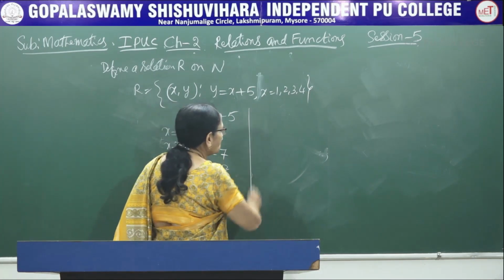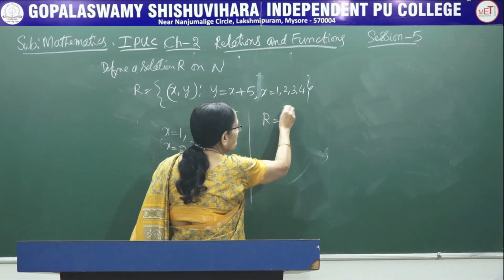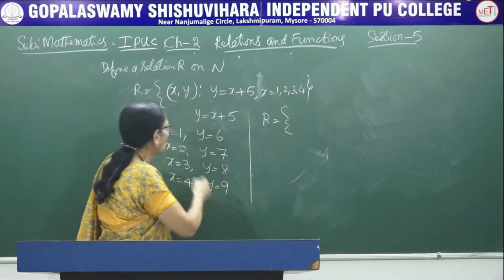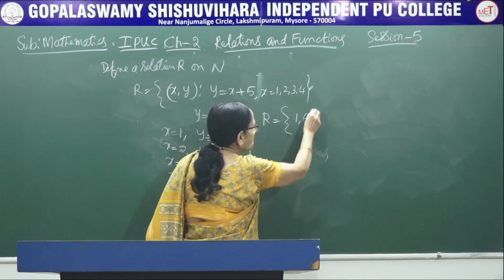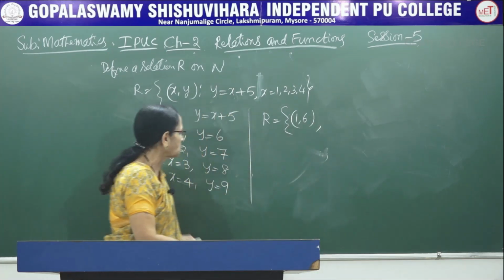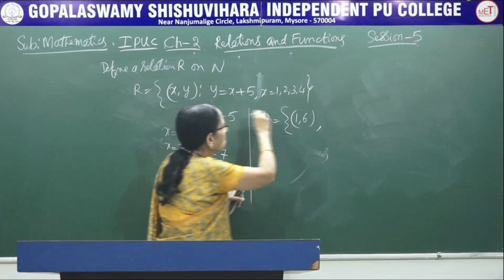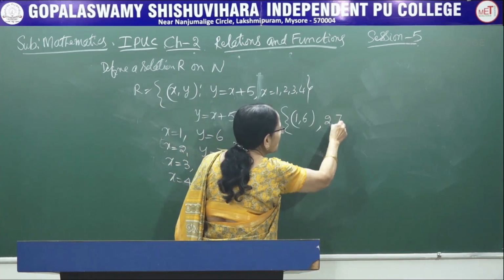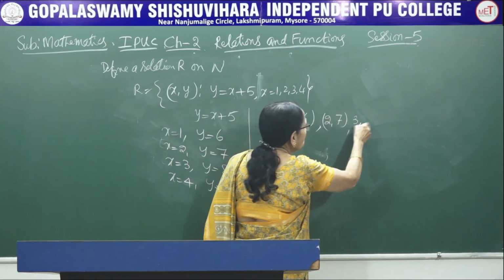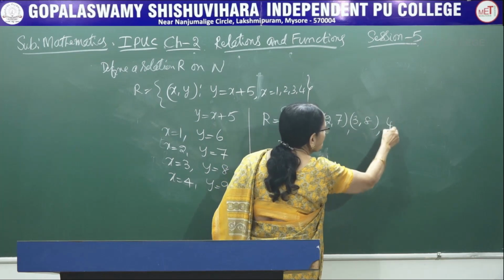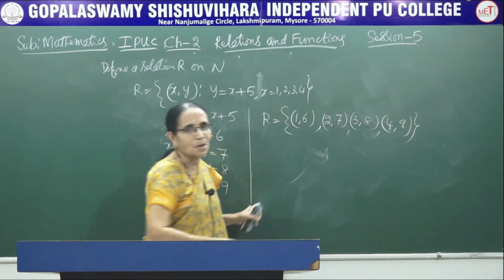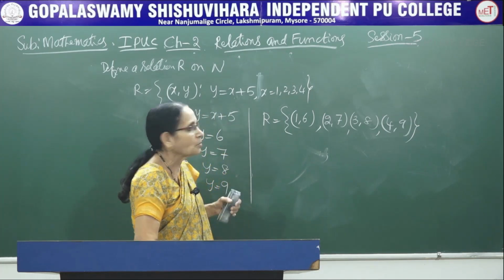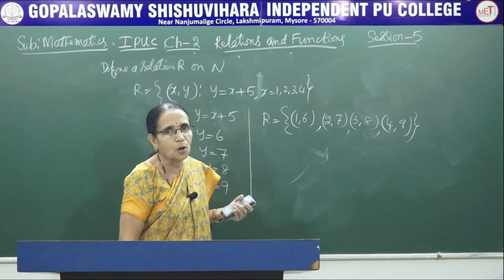Therefore, let me write the relation R in the roster form. Look here, when x is 1, y is equal to 6. Write that one. It is (1, 6), then (2, 7). So only 5 has to be added to that one. Next is (3, 8) and next is (4, 9). Finished. So 4 elements are present in the relation when you write it in the roster form.